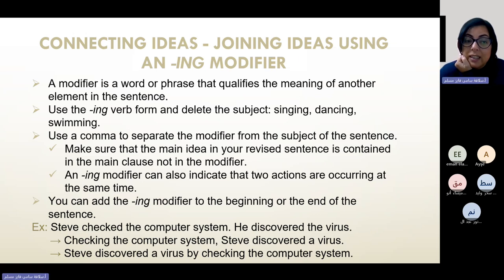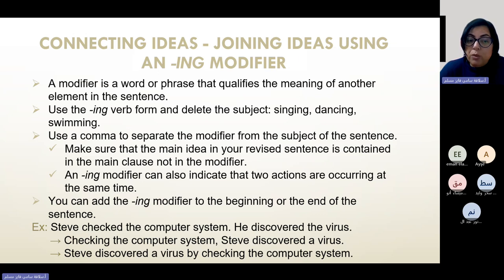Singing, dancing, swimming. Have you ever heard of the word gerund? A gerund is a verb that acts as a subject. Okay? Playing in the winter is so and so. Playing in the winter, playing is not a verb, it's a subject. Okay? Use a comma to separate the modifier from the subject of the sentence. Make sure that the main idea in your revised sentence is contained in the main clause, not in the modifier.